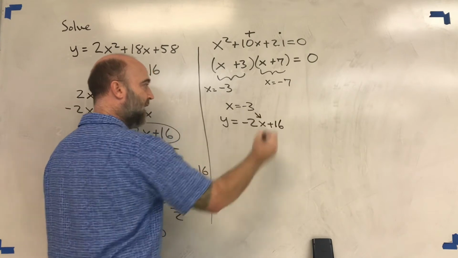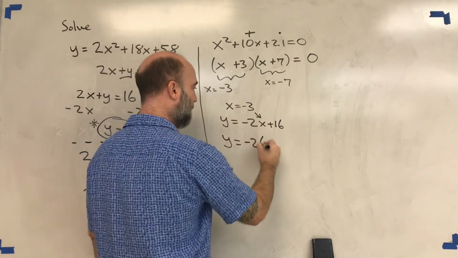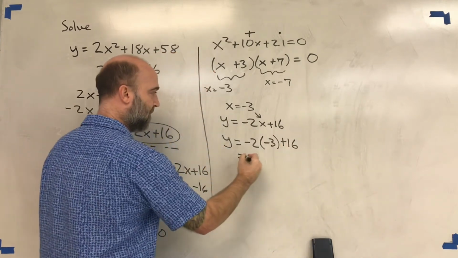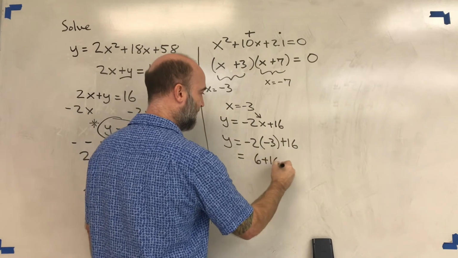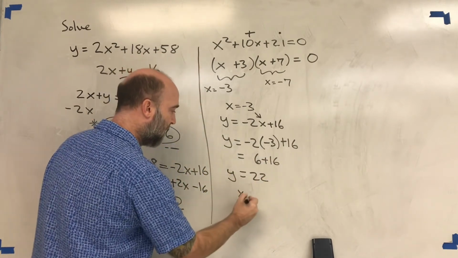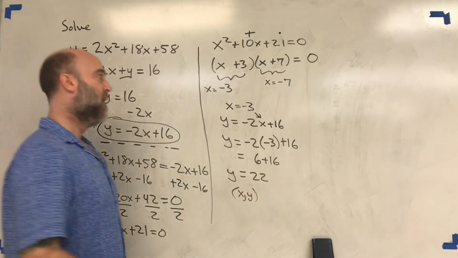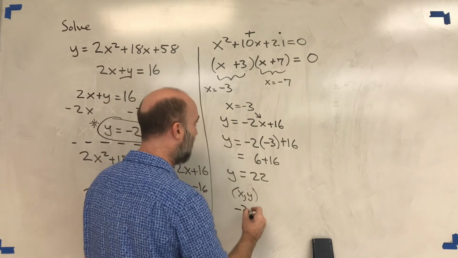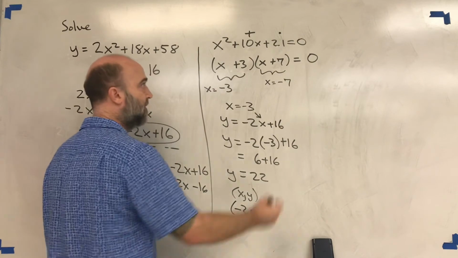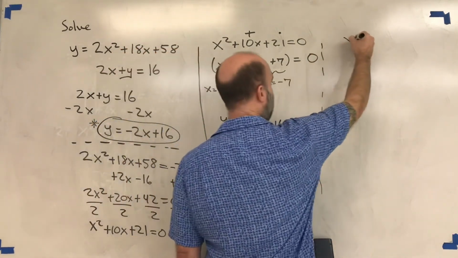Negative 3 is what's getting plugged in for x. So I now have y equals negative 2 times negative 3 plus 16. Simplifying, I get 6 plus 16 equals 22, and that's my y value. Remember, this is an ordered pair, so write your answer as an ordered pair. So that's negative 3 comma 22. There's my first answer. Let's look at the second answer. The second one was when x is equal to negative 7.